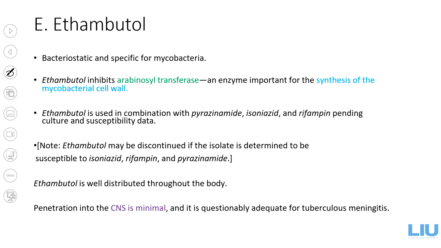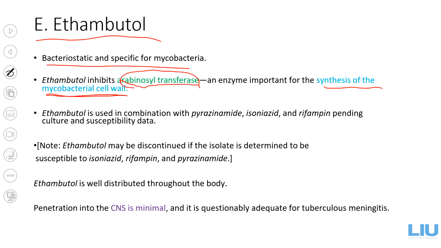All right, the fourth one, ethambutol, bacteriostatic. It inhibits this enzyme, arabinosyltransferase, which is an enzyme important for the synthesis of the Mycobacterium cell wall. So by inhibiting this enzyme, you're breaking the synthesis of the cell wall. Of course, it's used in combination with these three, with the first line of therapy.